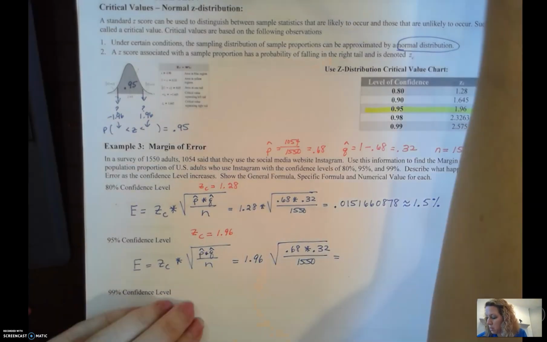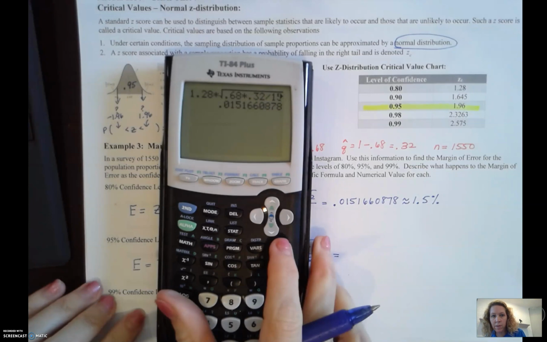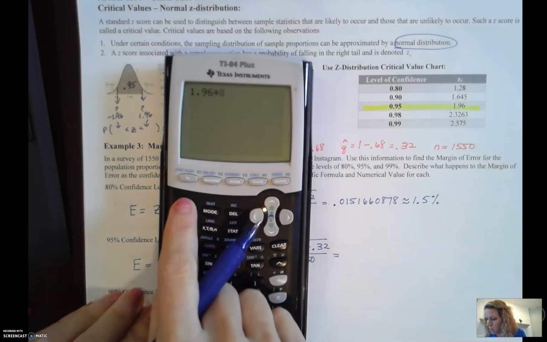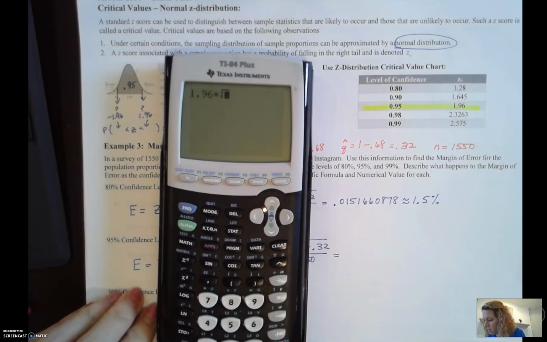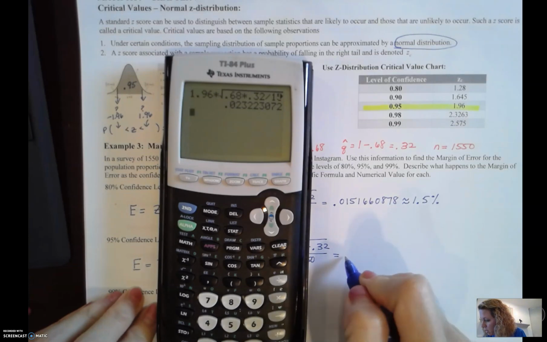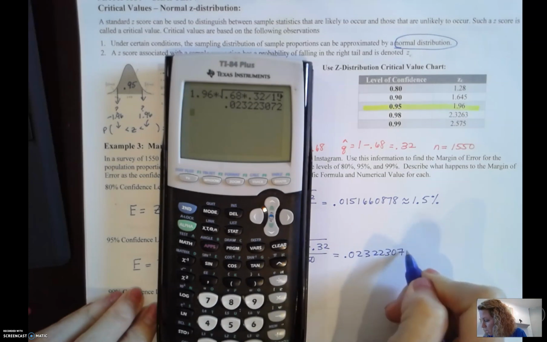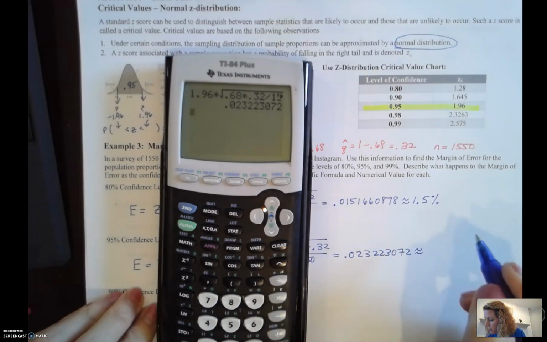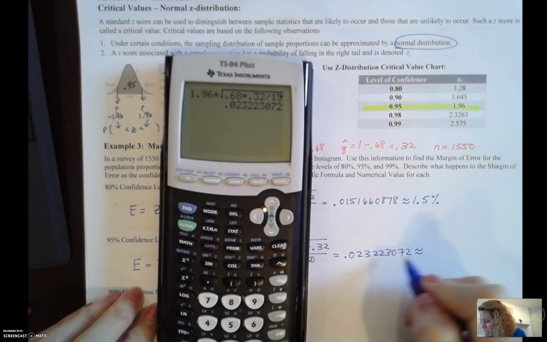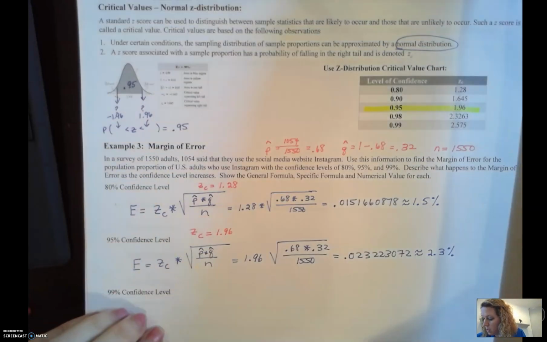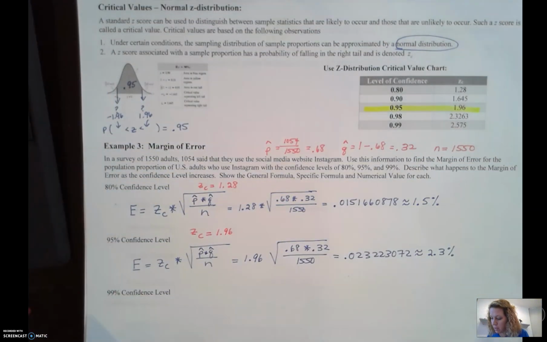Okay, so again, practice that on the calculator. 1.96 times the square root of 0.68 times 0.32 divided by 1,550, and I'm going to write all those down, and if I round it and do it as a percent, that would be approximately 2.3%. So far our margin of error is going up, isn't it?